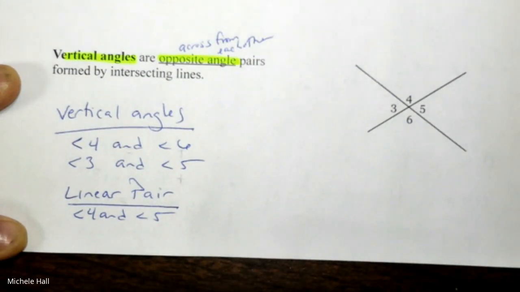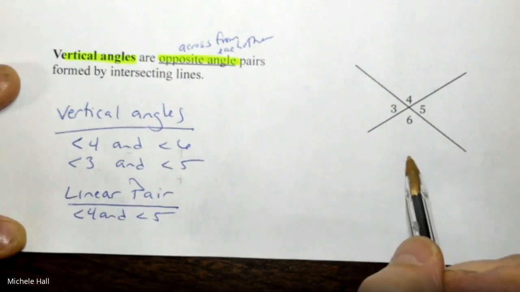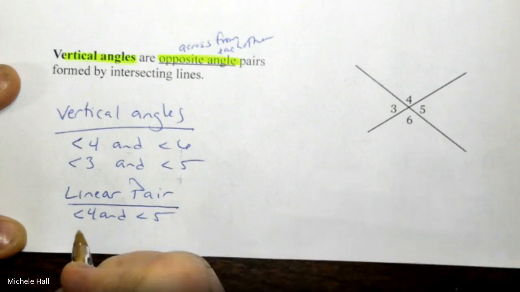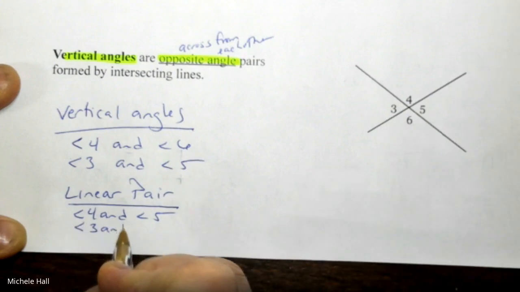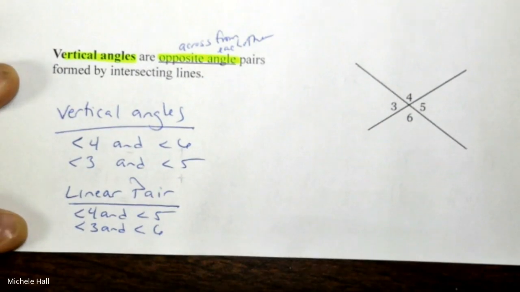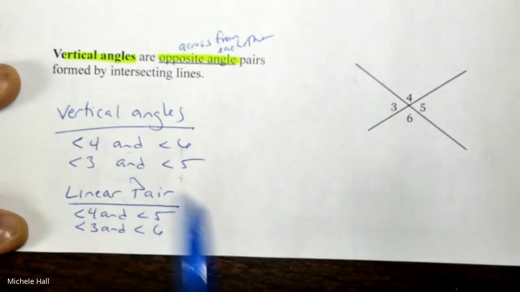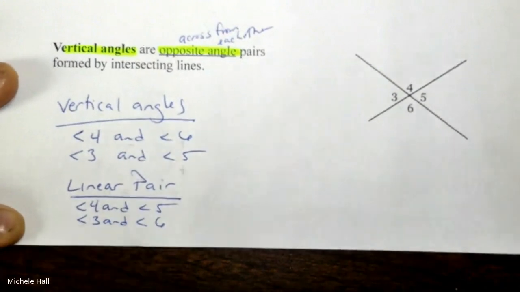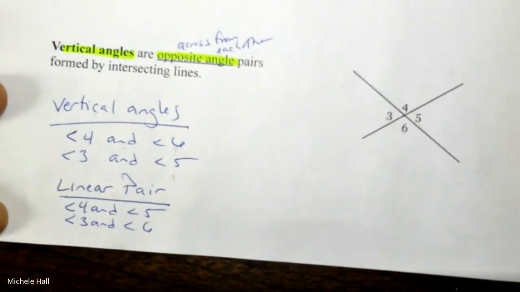Thomas, what do you think for a linear pair? Bree said angle 4 and 5 are a linear pair. Which ones? Yep, very good. Angle 3 and 6. There's more. There's 2 more sets. There's only 2 vertical angles here, but there are more linear pairs. That's good though. We don't have to name anymore. Let's go to the homework.